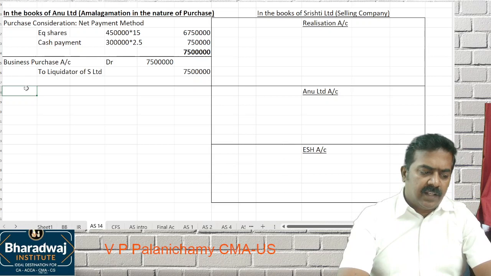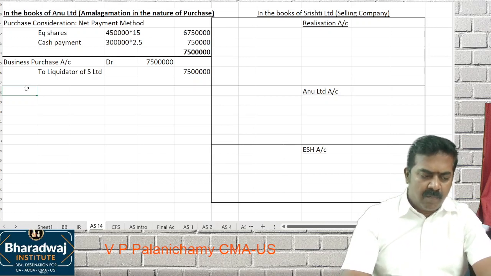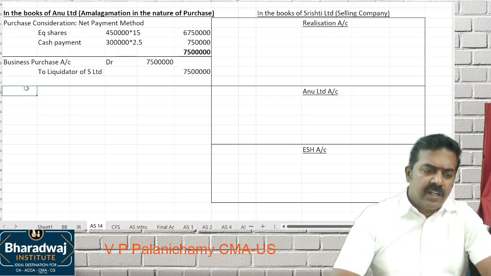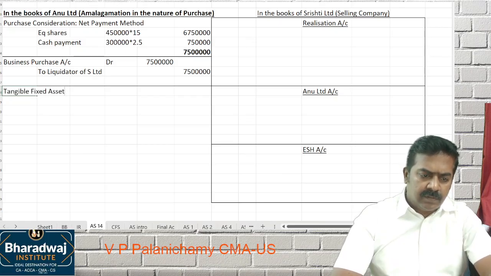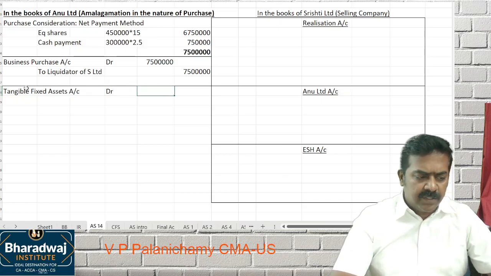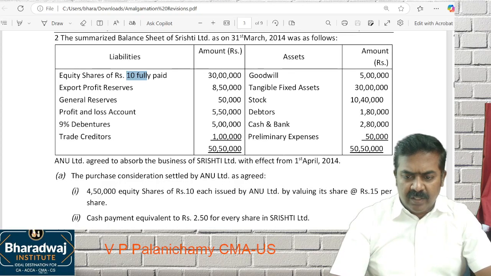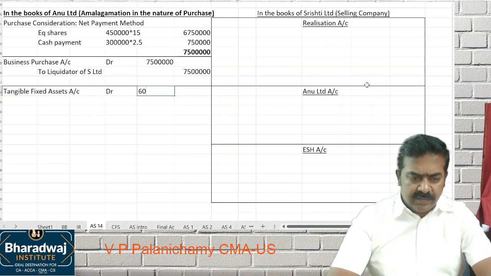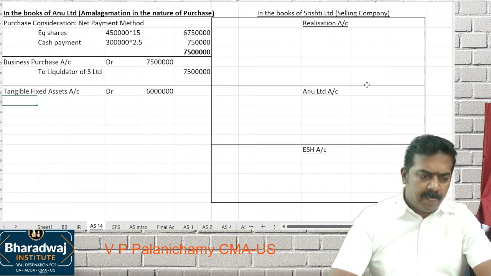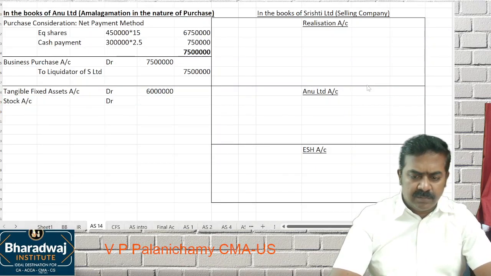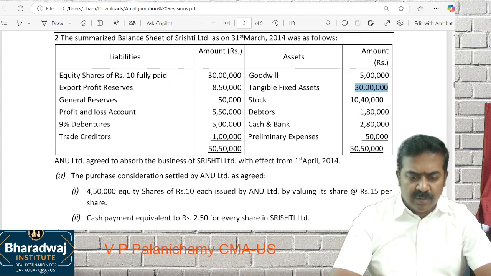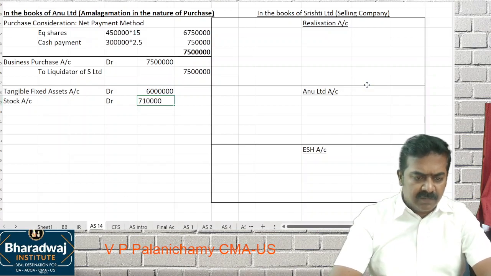Next, for the assets and liabilities taken over, what is the entry you will pass? Tangible fixed assets account debit. It is revalued at how much? 100% more than the book value. Book value 30 lakhs, so it is taken over at what? 60 lakhs. Then stock account debit, which value? Same book value or revised value, 7,10,000 given.